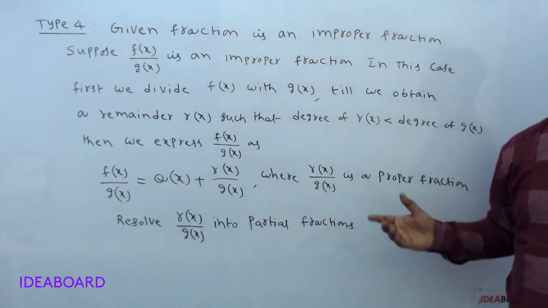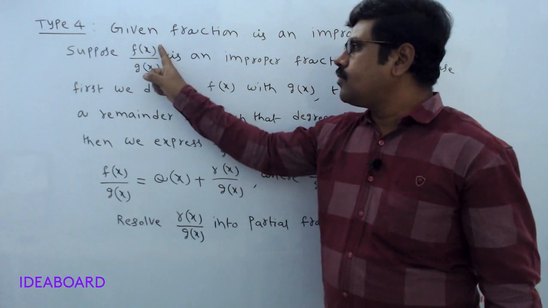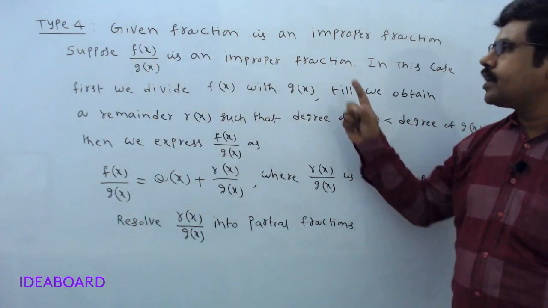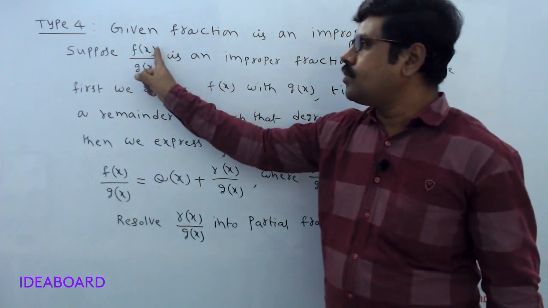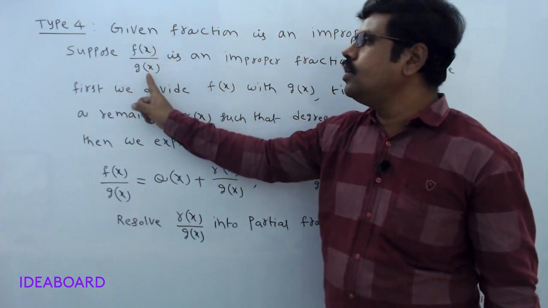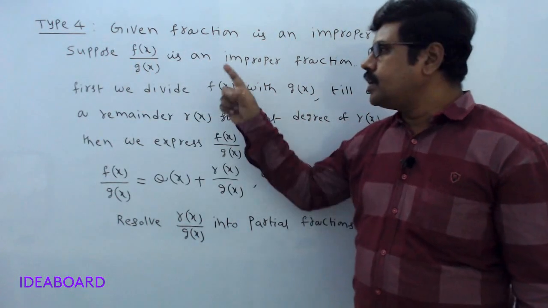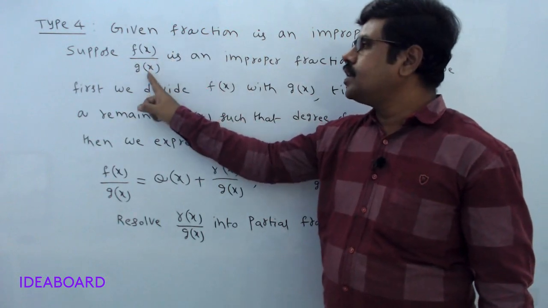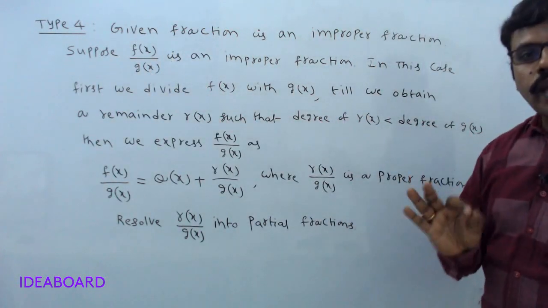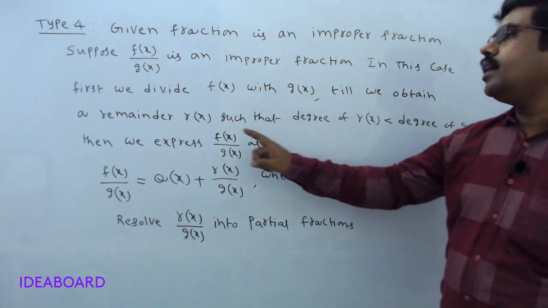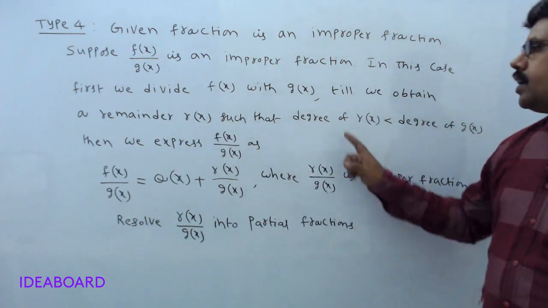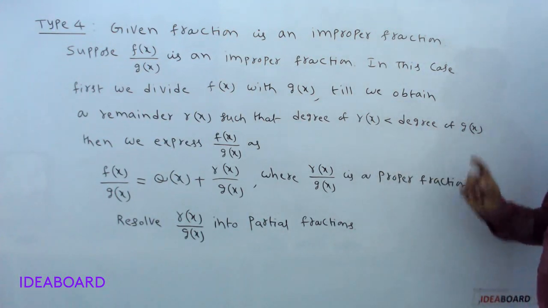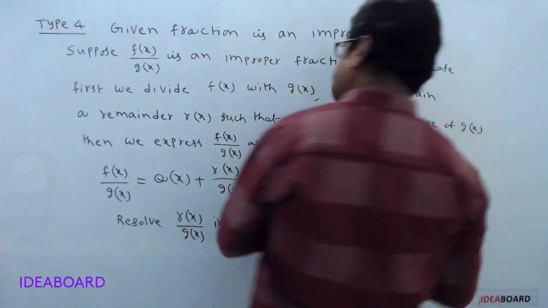Now come to the procedure. Suppose f(x) divided by g(x) is an improper fraction. It means the degree of f(x) is greater than or equal to the degree of g(x). In such a case, what is our procedure? Divide f(x) by g(x) till we obtain a remainder, let it be r(x), such that the degree of the remainder r(x) is less than the degree of g(x).